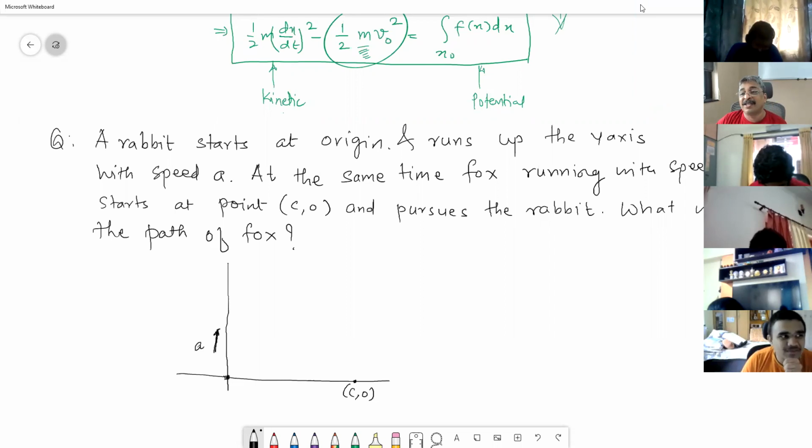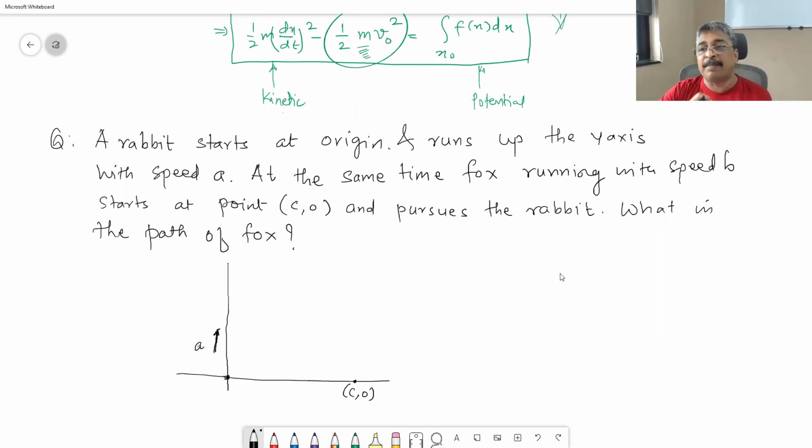Our differential equation has the story that the fox is running to catch the rabbit. So the starting point of the fox is here, the starting point of the rabbit is here, and the rabbit is moving in this direction. So what is the path of the fox? Something like this, that path will be there. But you are supposed to find out the equation of this. So that is the job given to you.